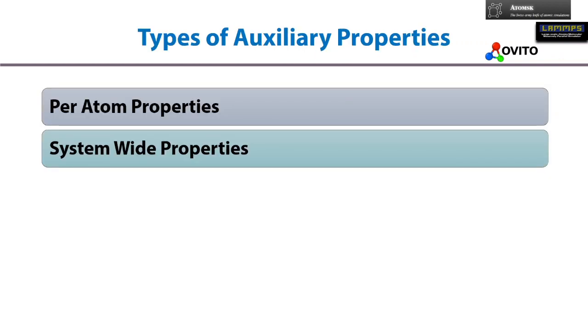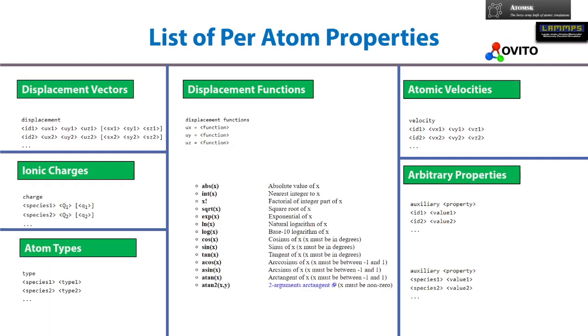There are mainly two kinds of auxiliary properties. Firstly, per atom properties, and secondly, system-wide properties. Per atom properties are when we define the property of each atom or a particular atom, and when we define the property of a group of atoms or a system of atoms, we call it the system-wide properties. Here is a list of per atom properties.